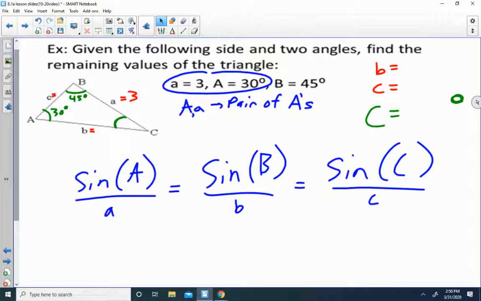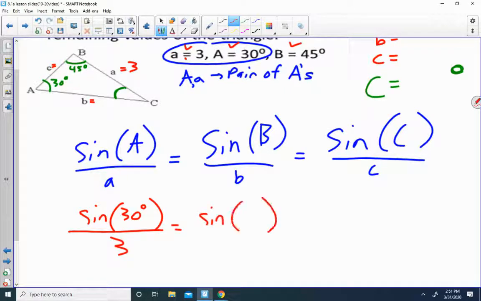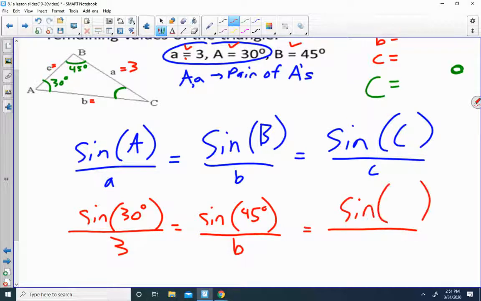And let's go ahead and fill in the information we have. We have a little a, we have a big A, and we have a big B. Let's go ahead and fill out those pieces of information in. So here, sine of big A, where big A is 30 degrees, and that's all going to be divided by little a, where little a is 3. And then over here, we're going to have sine of big B, where big B is 45 degrees, and then that's going to be divided by little b. We do not know what little b is, so I'm just going to leave that as is. And then over here, sine of big C, which we do not have, and then little c.